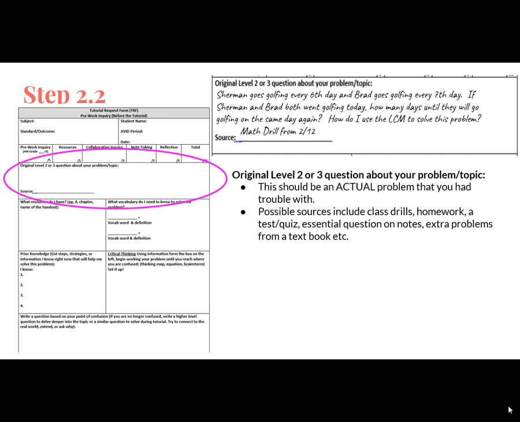So for this particular example, we'll use a question from a math drill. And it's a word problem. So it's applying a concept to a word problem.